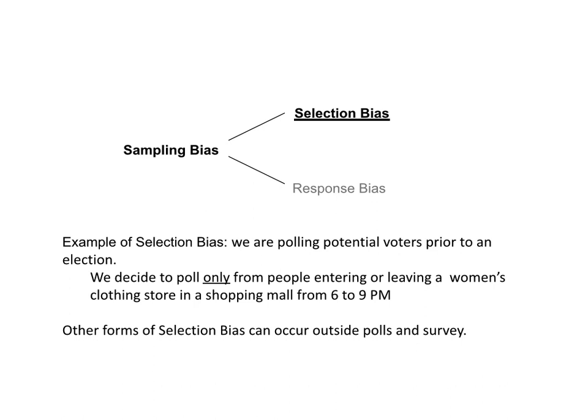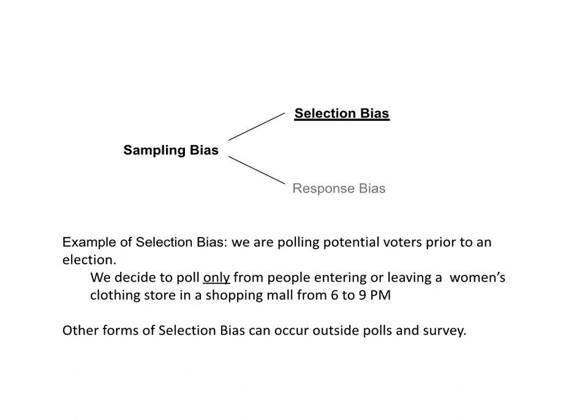Let's start with selection bias. Here's an example. Let's say we are polling potential voters prior to an election, and we decide to collect data only from people who are entering or leaving a particular women's clothing store in a shopping mall from 6 to 9 p.m. Now, there are a whole lot of reasons why this data is not likely to be a good representation of the population at large.